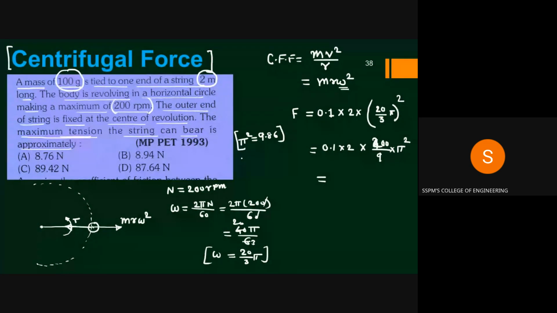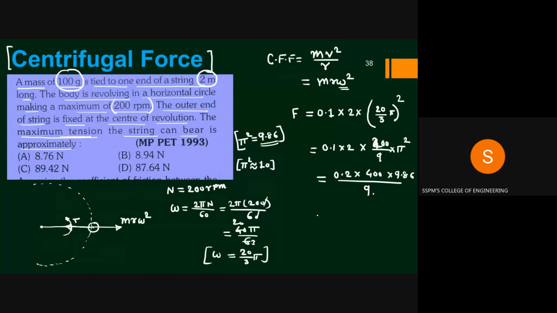Sometimes in the problem itself, the value will be given as pi square. Approximate this value as 10. If this is not given, for the sake of simplicity, you can take the value 9.86. Now put the value of pi square as 9.86. So this is 0.2 into 400 into 9.86 divided by 9.